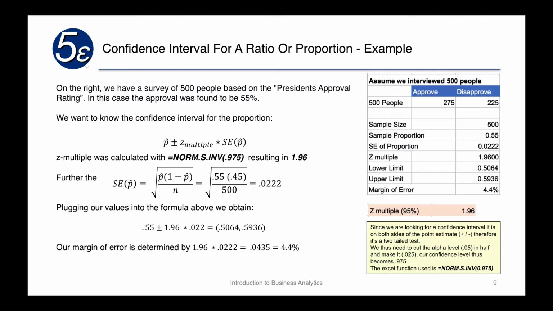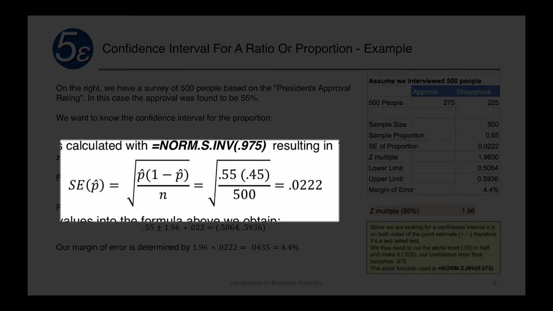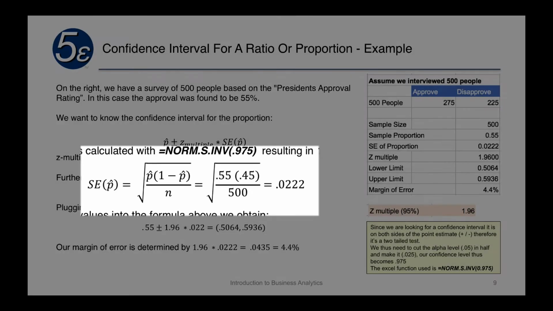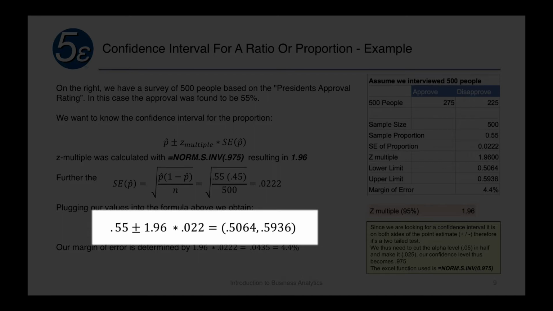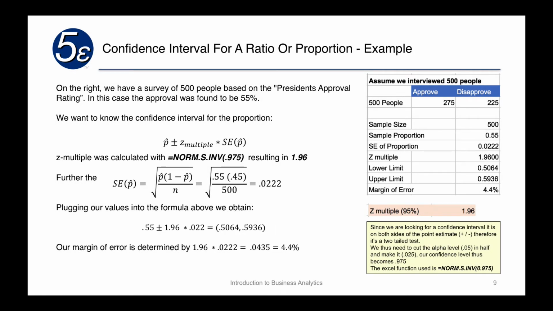Further, we have the SE of p hat equal to the square root of p hat times 1 minus p hat over n from our formula, which is 0.55 times 0.45 divided by 500, and this gives us 0.022. We plug these values back into the formula, and we end up with 0.55 plus or minus 1.96 from our z multiple, which equals 0.5064 for the lower bound and 0.59 for the upper bound. We will interpret this as: the president's approval rating was found to be 55%, and it could be as low as 50%, and as high as 59%.